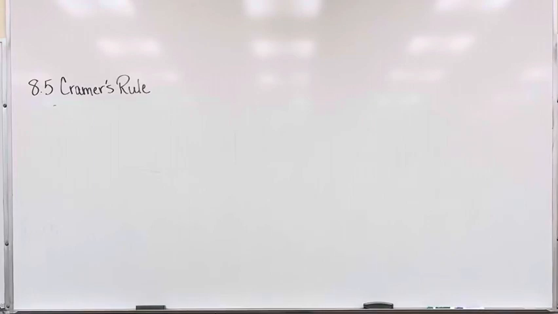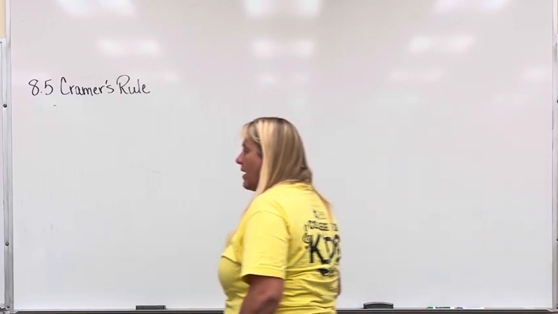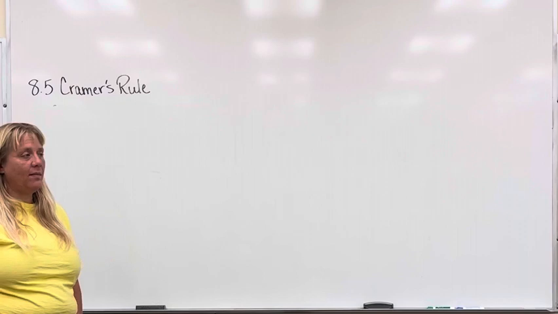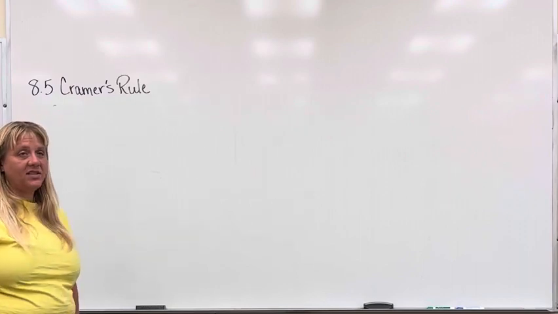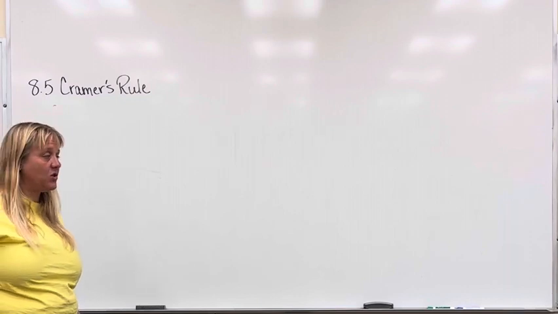So 8.5, we've gone halfway through with the determinants, and now we're going to come back and finish 8.5 with Cramer's rule. I don't know why I like Cramer's rule so much. I honestly just think it's a neat little trick, kind of. I mean, it's mathematical, but I still think it's kind of a trick.